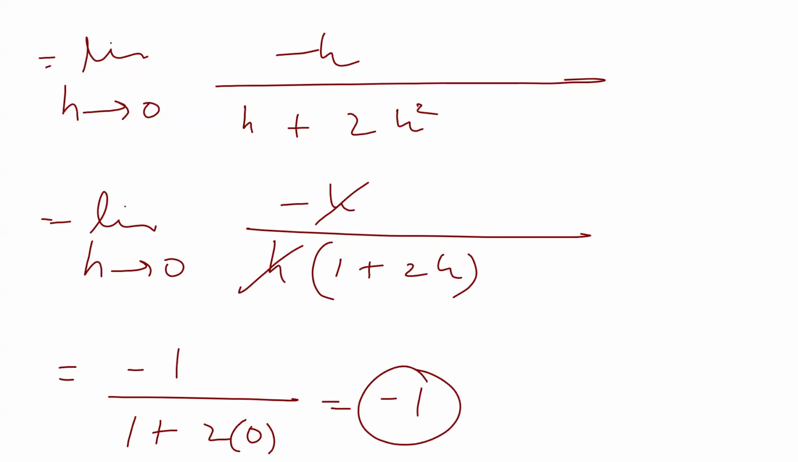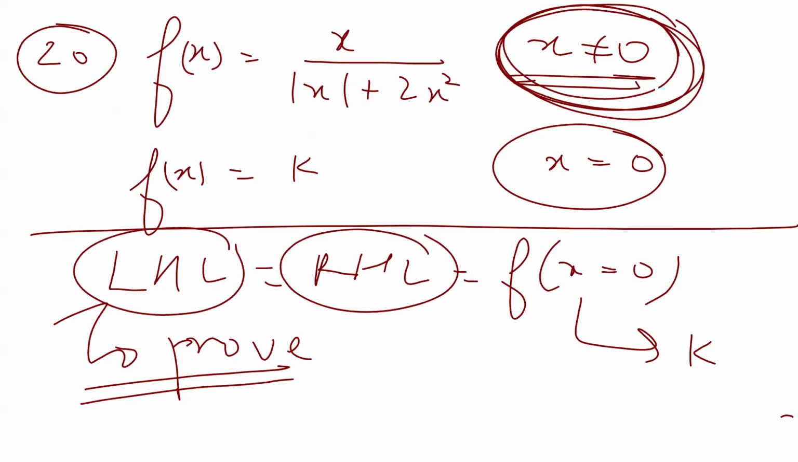Now the thing is, LHL is not equal to RHL. So let the value of k be anything in the problem, these two are not equal at all. So LHL not equal to RHL. So whatever is the value of k, the function is going to remain discontinuous at x equal to 0. Fine, so this is what the concept is. Let's go to the next problem.